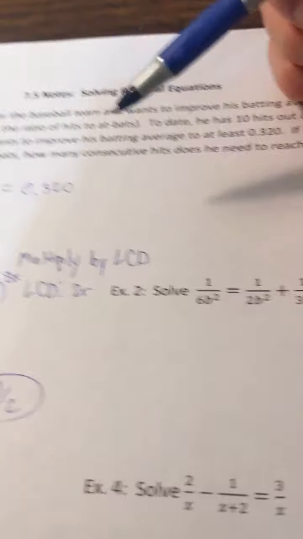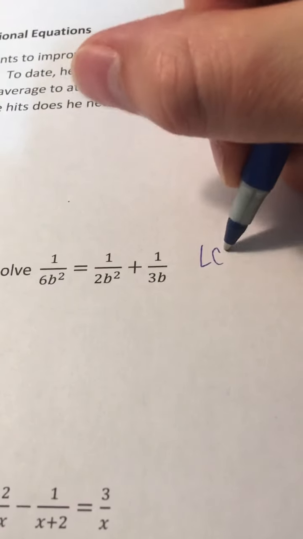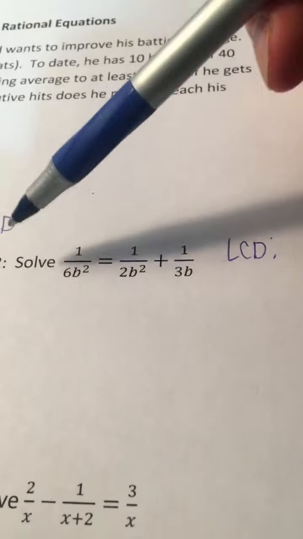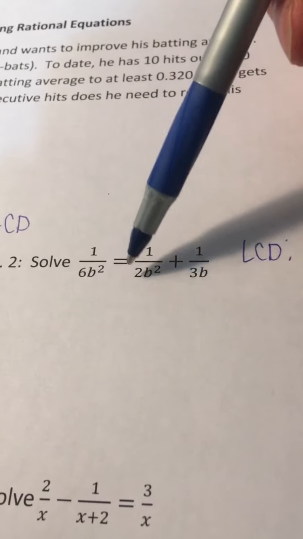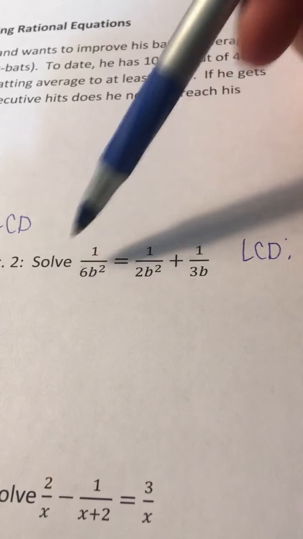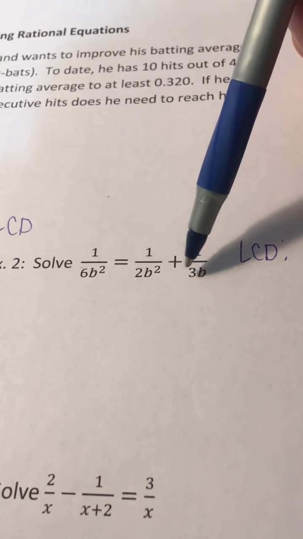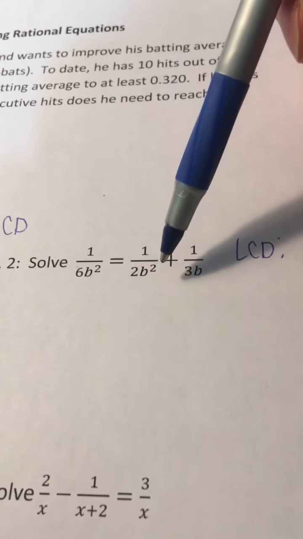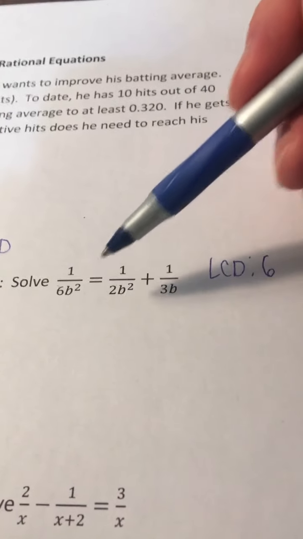Second problem, I'm going to do the same thing. I need to pick out my LCD, least common denominator. I see 6b squared, 2b squared, and 3b. Let's just start with the numbers. 6, 2, and 3. Least common multiple of those. If I count by 6's, 6, 12, 18. Count by 2's, 2, 4, 6, 8. Count by 3's, 3, 6, 9, 12. What's the first number to show up in every list? It's 6. So LCD, least common multiple of the numbers is 6.